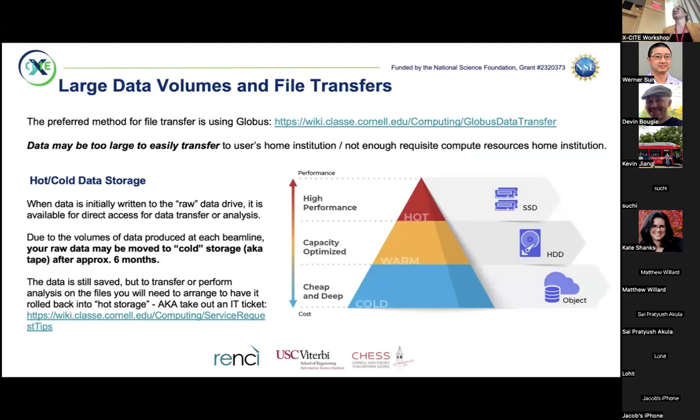So we produce really large data volumes. And so there's a couple of different options for what to do when your data is so big. First of all, if your data is big but small enough to transfer to your institution, either because your institution has some really beefy resources that it can leverage or is on one of our fast network connections across the country, our preferred method is using Globus, which has some really great instructions on the class wiki.